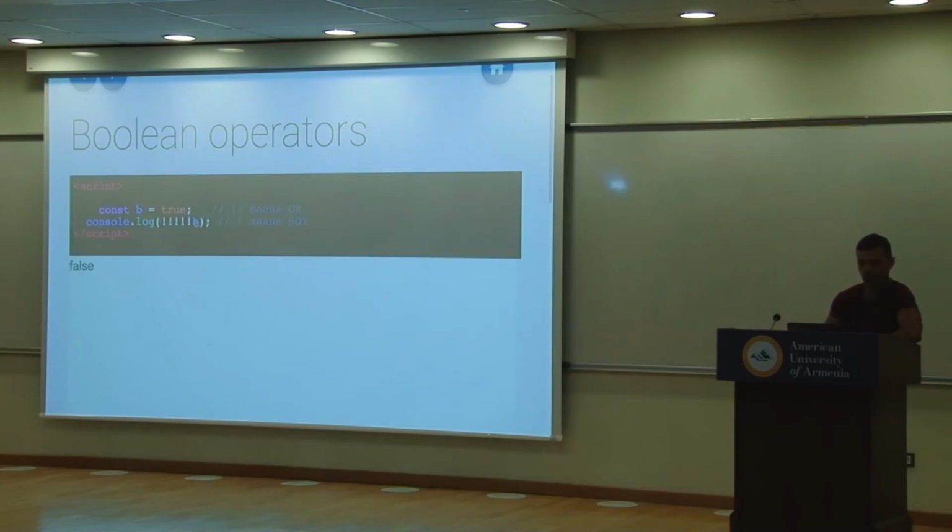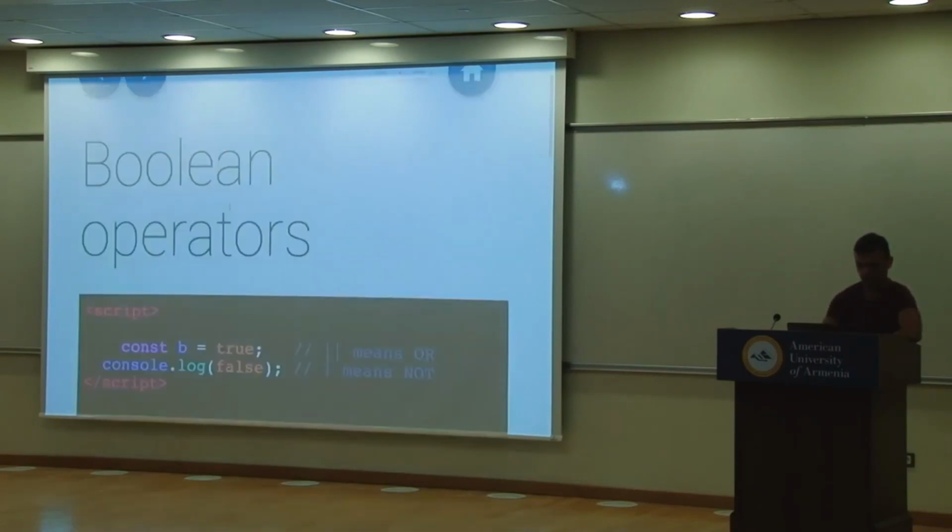Why? Because if this was true, this much will turn it to false. That much will turn it to true. That much will turn it into false. That much will turn it back into true. And then that, of course, will turn it into false. Make sense? Is the text big enough? Can you guys read it back there? Let me make it bigger. Okay.